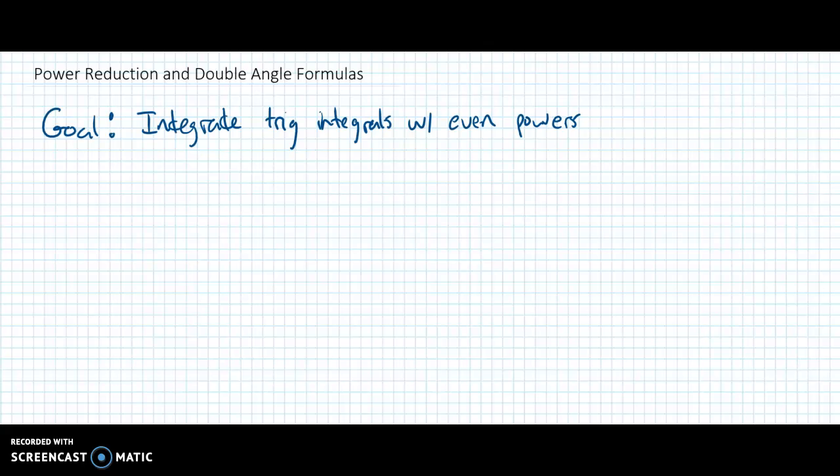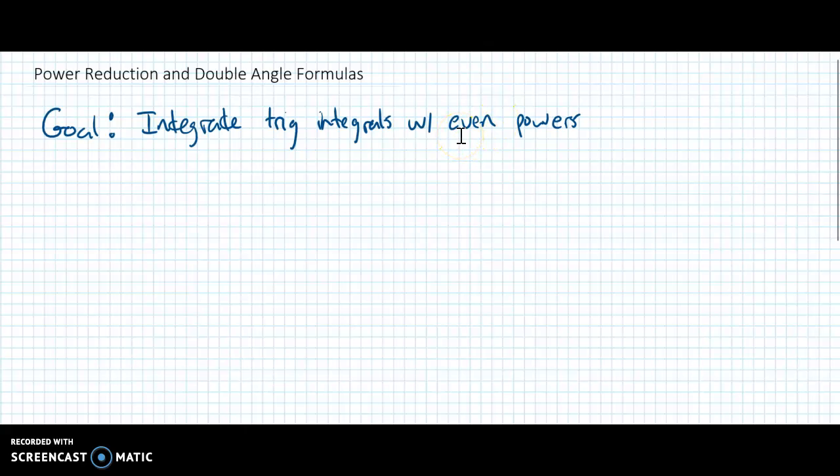All right, in this video, we're going to start to get ready to learn the power reduction and the double angle formulas. They become super essential as we move along in multivariable calculus because we convert to trig things all the time, and they just show up repeatedly. So my goal is to integrate trig integrals with even powers.